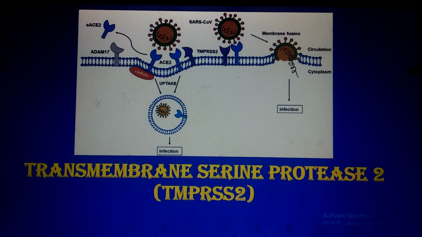Now I'm going to give you the concept of transmembrane serine proteases. As I have discussed, transmembrane serine proteases act like a scissor, which helps in the cleavage of the spike protein into its subunits S1 and S2. When the spike protein is cleaved into its two subunits, the coronavirus will be able to infect the human cell or host cell.